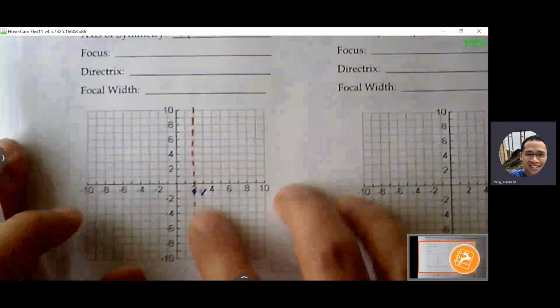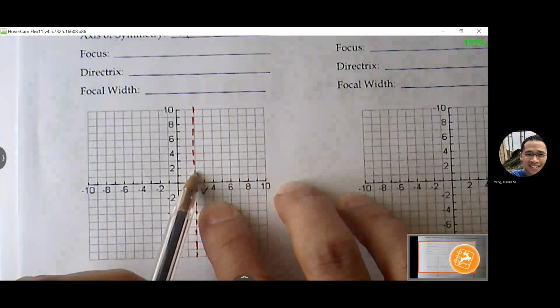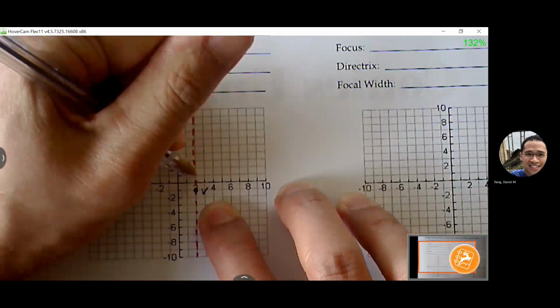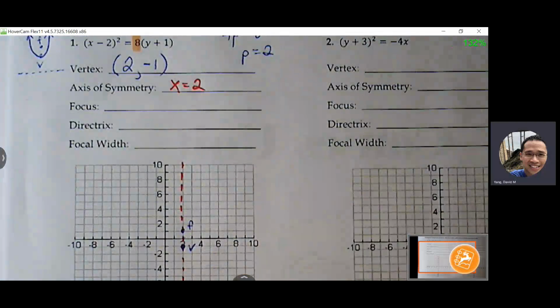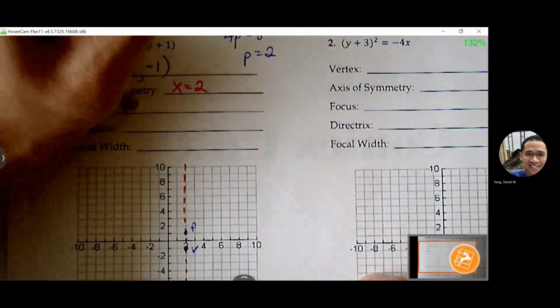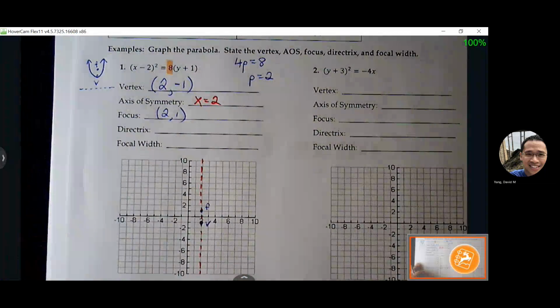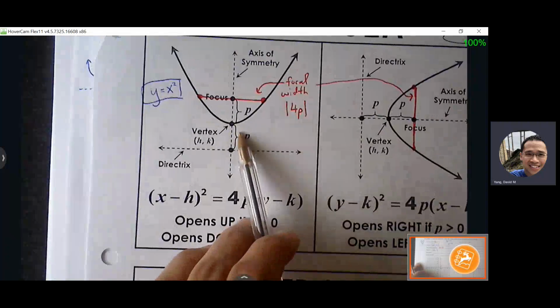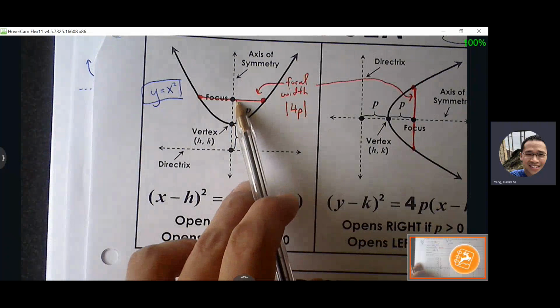So I'm going to start with the vertex. I'm going to go up 2 units to get to my focus. Put an F next to that. What's the ordered pair of the focus? (2, 1), okay. So this is basically what we're doing here, right? We know the location of the vertex, we know the p-value, so we just count up to reach that location.